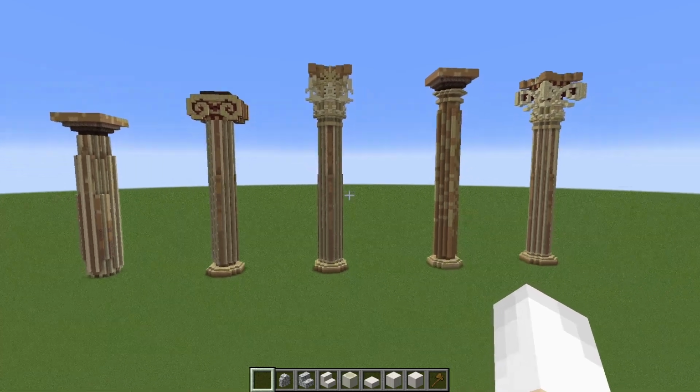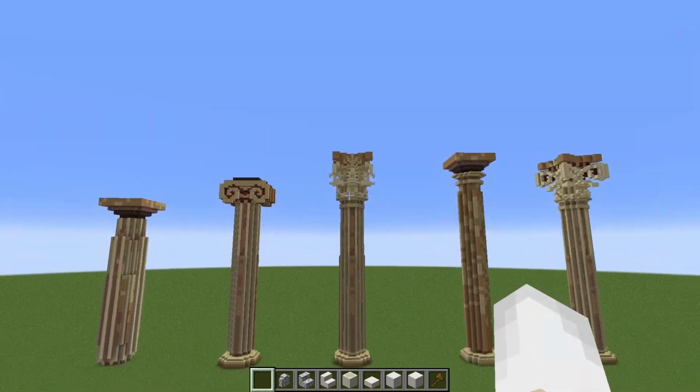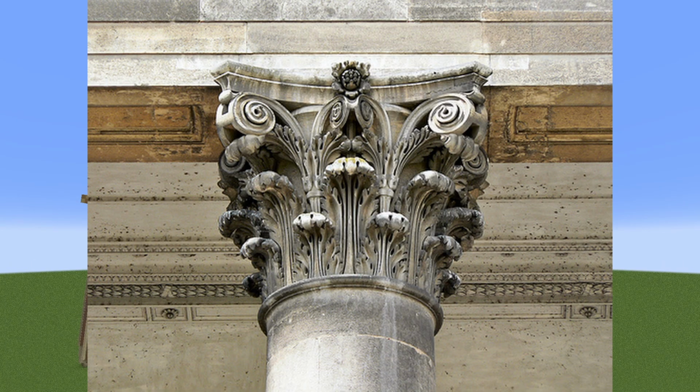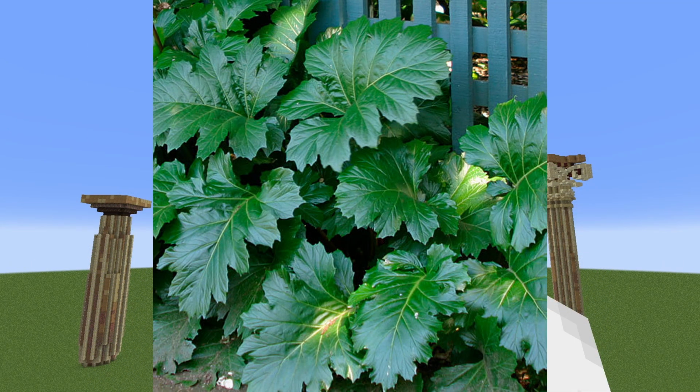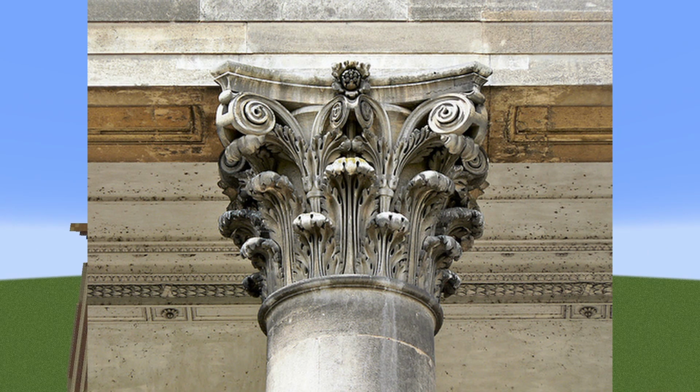Next is the Corinthian order, which has a similar, if slightly more ornate, base and shaft than the Ionic order, but is even more slender and slightly taller. The most interesting part of the Corinthian order is, of course, the capital. The capital is made to look like a basket of acanthus leaves. It's very organic looking, with several layers of progressively larger leaves branching out.